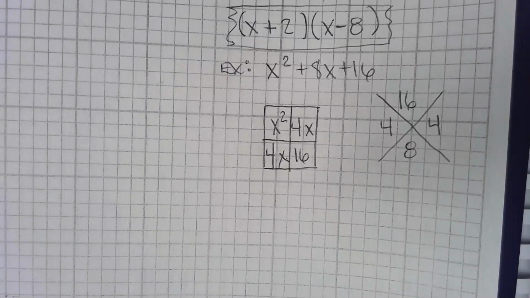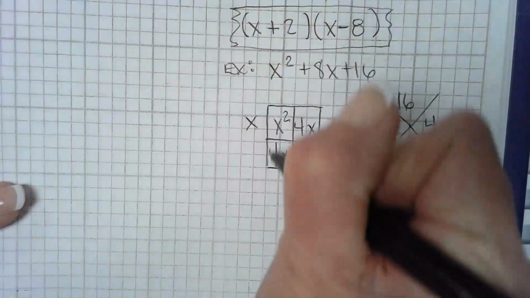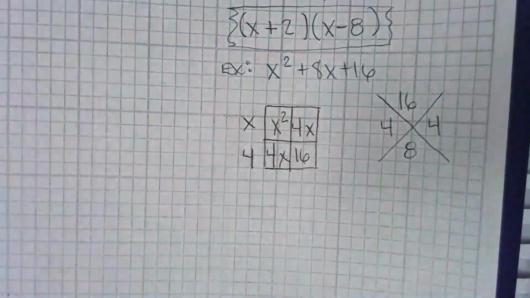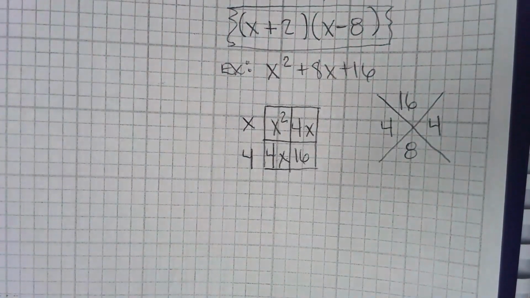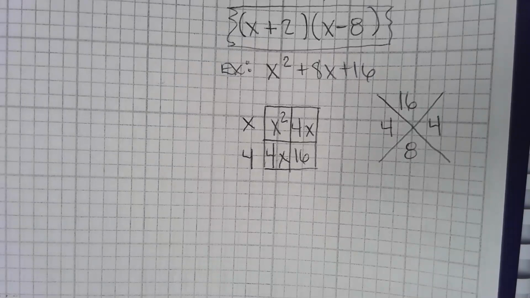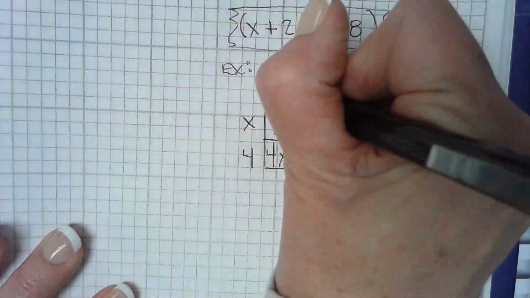4 comes out there. So we pulled out a greatest common factor of X and a greatest common factor of 4. Okay, now let's come up here. GCF for these two, put an X. GCF for these two, 4. Okay, so we've got an X and a 4.